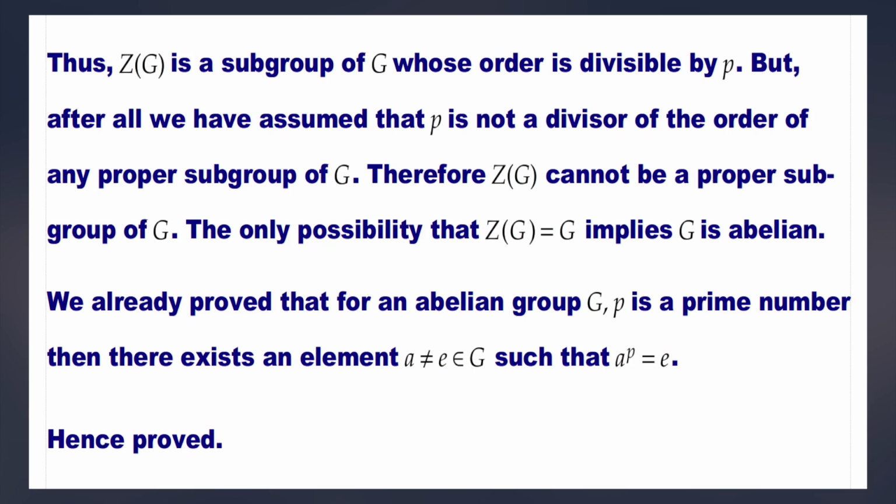Thus, the center of G is a subgroup of G whose order is divisible by P. But we have assumed that P is not a divisor of the order of any proper subgroup of G. Therefore, the center of G cannot be a proper subgroup of G. The only possibility is that the center of G is equal to G, which implies G is abelian. We have already proved that for an abelian group G and a prime number P, there exists an element A not equal to E in G such that A power P is equal to the identity. Hence proved.